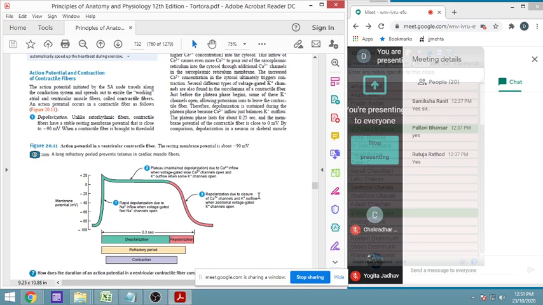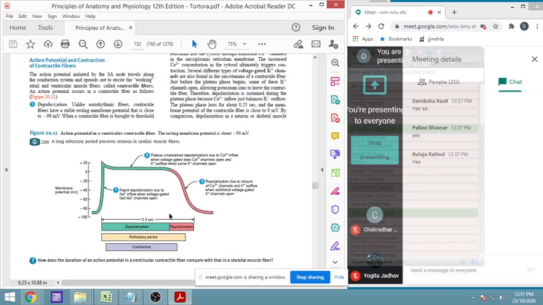So these are the various phases which are taking place, and these are related to the action potential in ventricular contractile fibers. This is the resting membrane potential, and when the impulse comes, slowly it will come to the threshold potential. When it reaches the threshold potential, it causes opening of calcium ion channels and more sodium ion channels. So this is the phase called rapid depolarization due to sodium inflow, because the voltage-gated fast channels are opening.